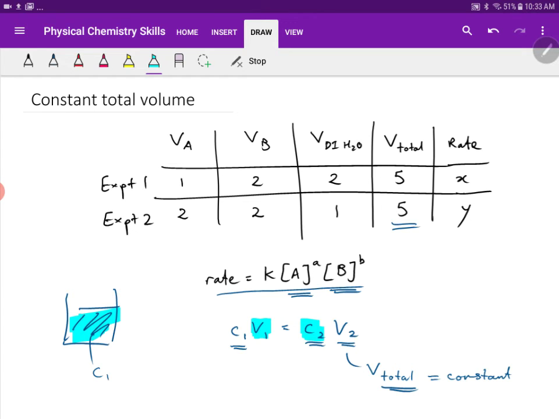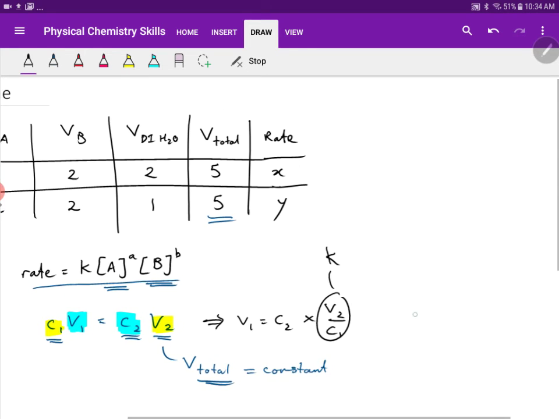and the volume V1 is the volume of this solution that I'm using. Since C1 and V2 are constants, I can just group them together, and what I will get at the end of the day is V1 is equal to C2 times V2 over C1, in which this whole part is a constant. Therefore, V1 is equal to C2 times a constant, K. This K is not the same as this K here. This is just a random constant.